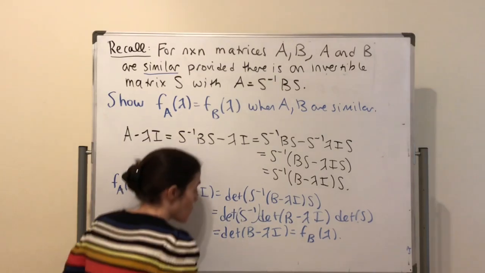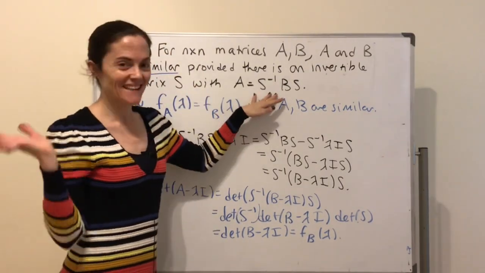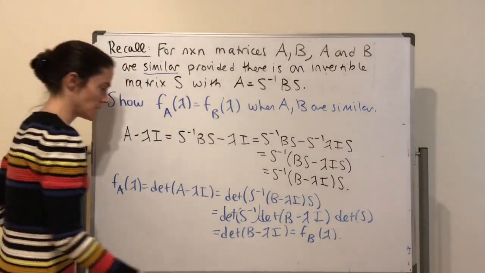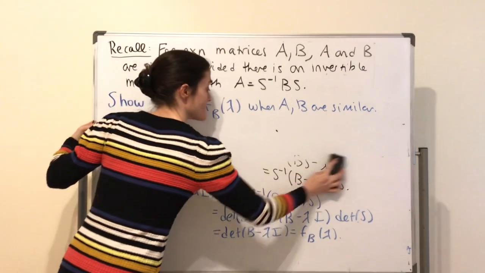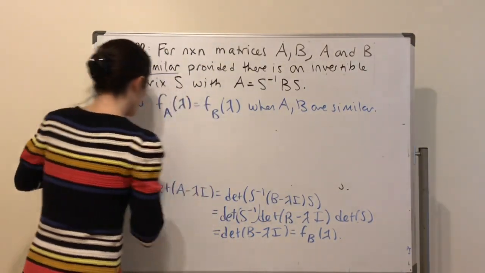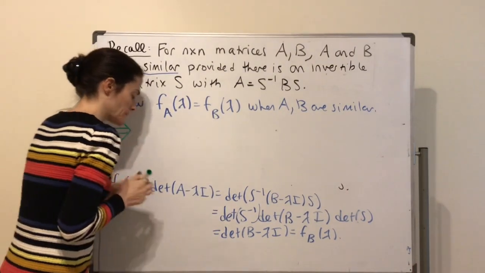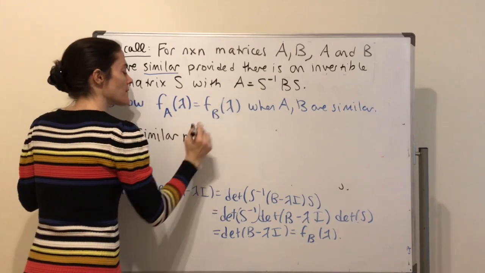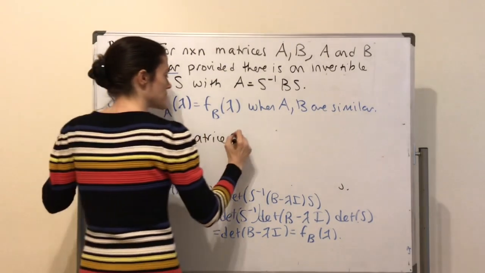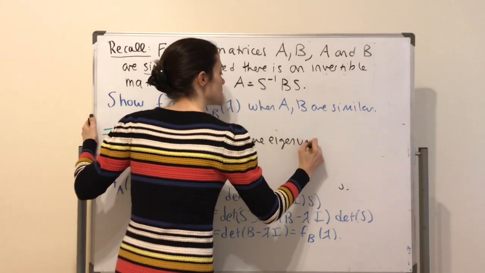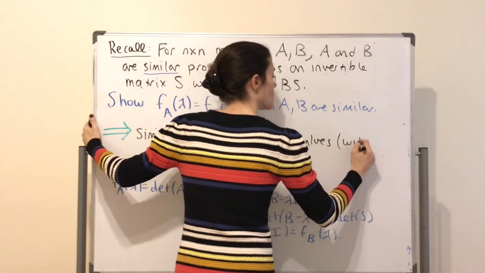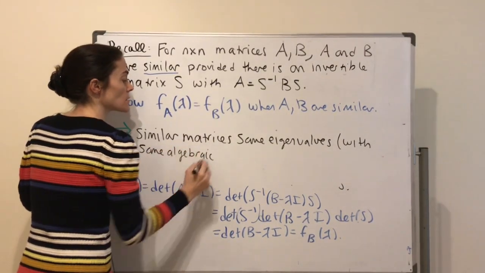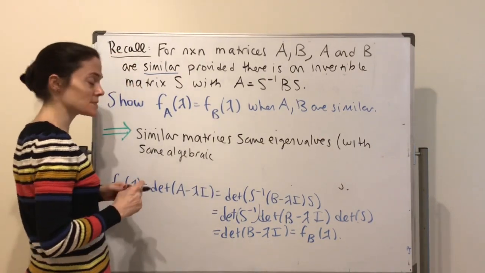Okay, so I have in fact shown that if you have two similar matrices, meaning they're related by this for some invertible matrix S, they have the exact same characteristic polynomial. And so what this means is that not only do they have the same characteristic polynomial, but similar matrices have the same eigenvalues with the same algebraic multiplicities, because you just take the roots. Well, you have the same polynomial, and you're just looking at the roots.